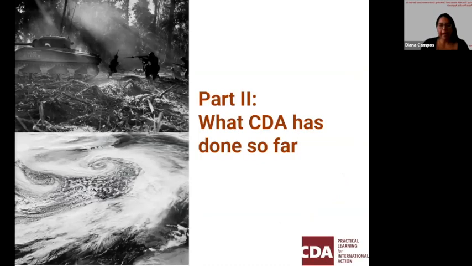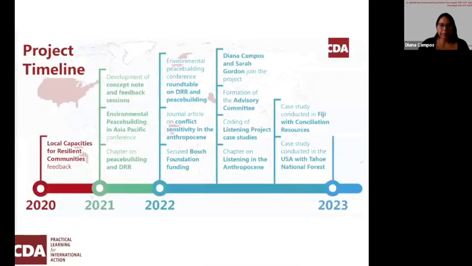So what has CDA done so far? CDA launched the Climate Fragility Peace Nexus CLP in 2020. The concept note was developed the next year. And since then, the project has had important milestones, such as participating in conferences, submitting journal articles, getting funds from BOS Foundation, forming an advisory committee for the project, and conducting two case studies, one in Suva, Fiji, and the other one in Nevada City, Northern California.